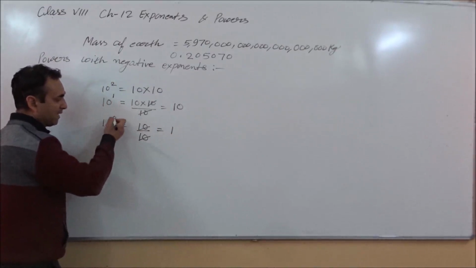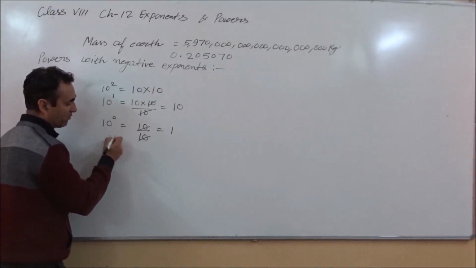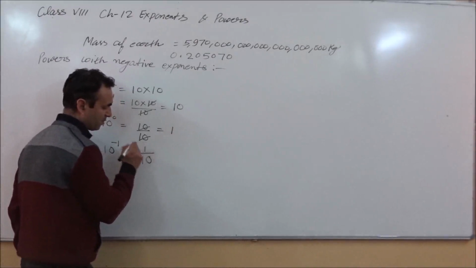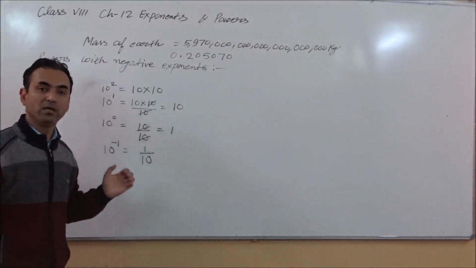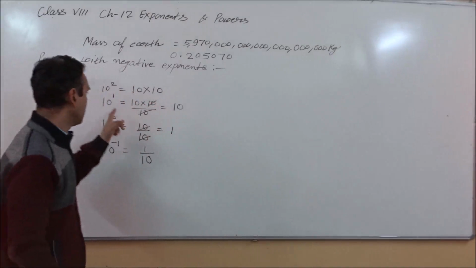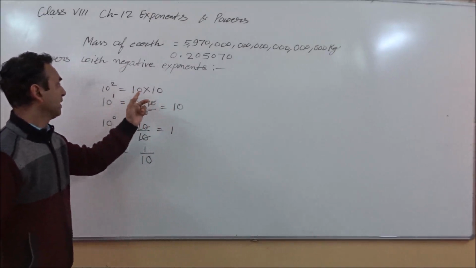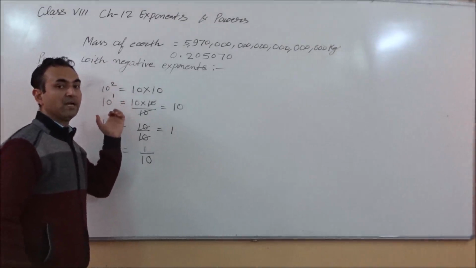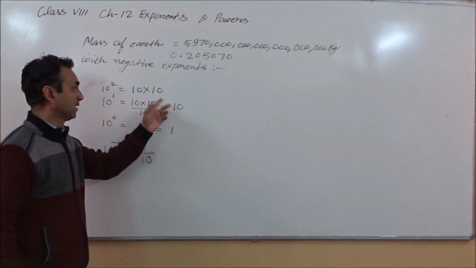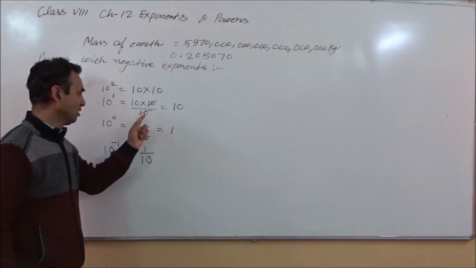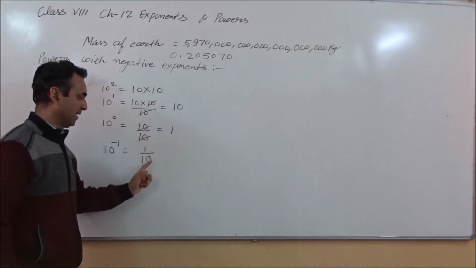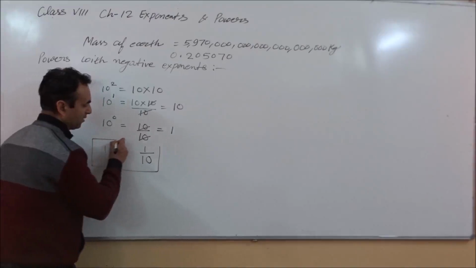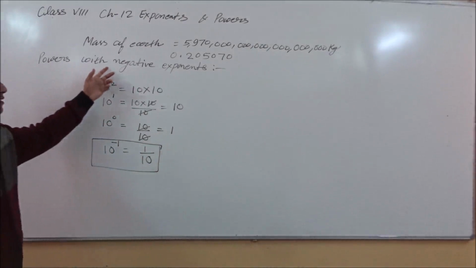Now again suppose I decrease the exponent. After 0 comes the negative number minus 1. It means again we divide by 10. So whenever you decrease the exponent by 1, it means we have to divide by the base. The base number here is 10. 10 raised to 2 is 10 into 10. For 10 raised to 1, we have decreased the exponent by 1, so we divide 10 into 10 by 10. So divide the previous number by 10 each time. You can see 10 raised to minus 1 gives 1 upon 10.